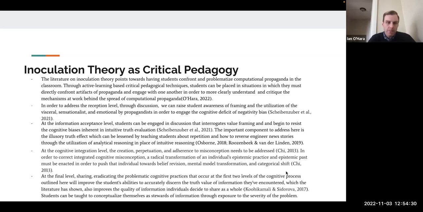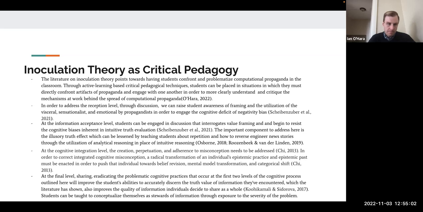And sharing, when you start to eradicate the issues at these other levels, individuals, it's been shown in the literature, improve in terms of the quality of information that they decide to share, and they take more time in the process of sharing than they did in the past. So students can be taught to conceptualize themselves as having epistemic responsibility and being stewards of information through exposure of the severity of the problem.